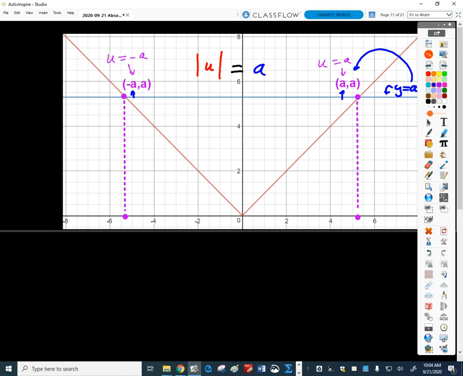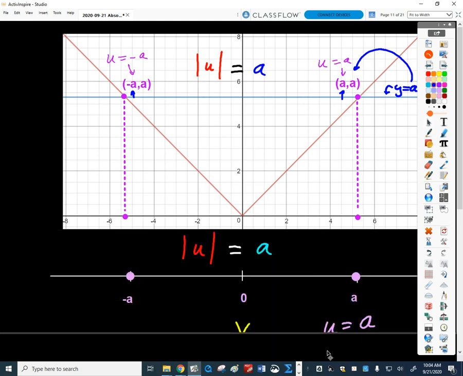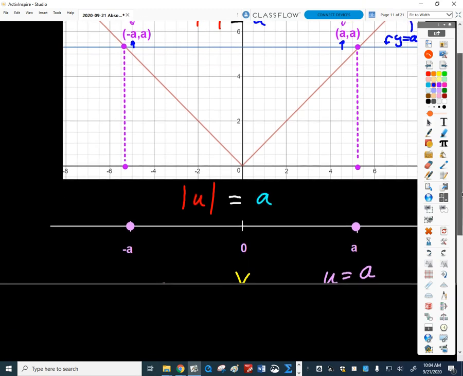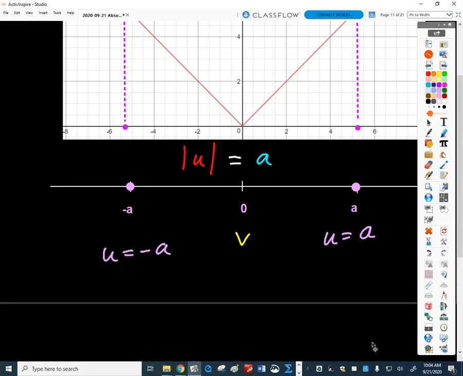Right? And so that's kind of a graphical way of representing why we get the results we do. We know that if I'm going to map these down to the x-axis and I want to know where the solutions are, the solutions are going to be at u equals a or u equals negative a. We're just looking for only the x coordinates in this case. We're not asking about the y values. The y value is a, but we want to know where is that true? Well, it's true there and there. And that's why we get those two separate solutions: either u equals negative a or u equals positive a.